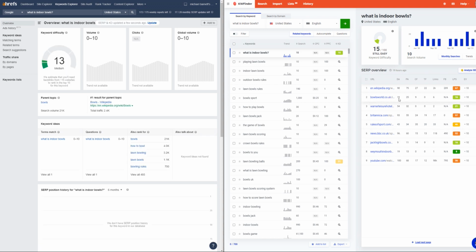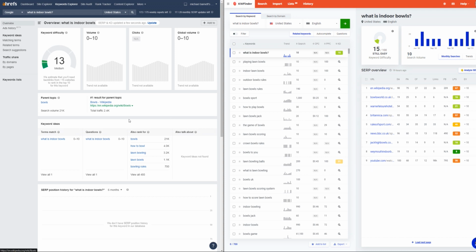And we have got a DA 19 in 2nd and a DA 9 in 7th place. So yeah, there are some high DA sites here, but I think this kind of shows me that it would be possible for you to rank in the top 5 with even a fairly new website, especially if you did something more related with what is indoor bowls. Maybe you talk about the history and you go into more about what is indoor bowls. 15, so there you go.